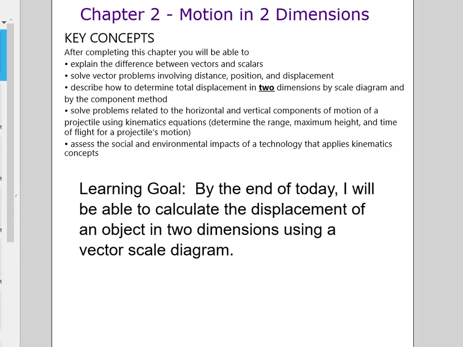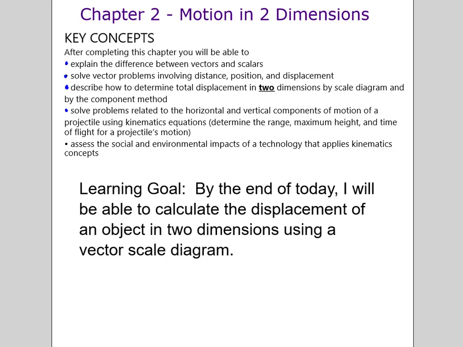So let's have a quick look at some of the topics we're going to investigate. We've already done vectors and scalars. We're going to solve some vector problems involving distance and displacement. We're going to return to those, only we're going to have 2 dimensions. And we're going to describe total displacement in 2 dimensions by scale diagrams and by the component method. And we're going to solve some problems related to horizontal and vertical components of motion, which we're going to call projectile motion. So we'll be launching things across the room and into the air. And yeah, let's get started.